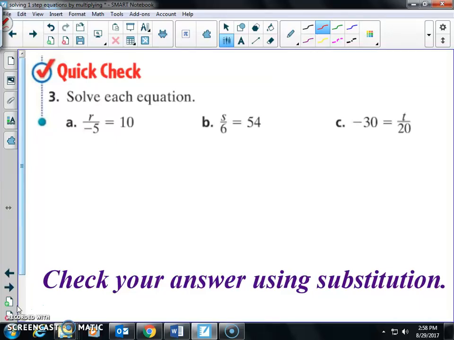Okay, so hopefully you've had time to try all 3 of these, and I'm just going to quickly go through all 3 of them. If at any time something doesn't make sense, make sure you ask the teacher. They'll pause the video and go through it with you.